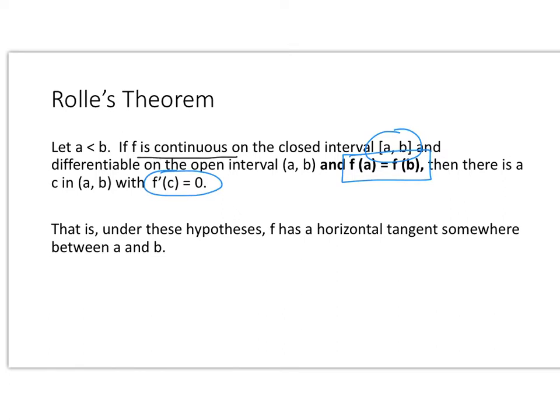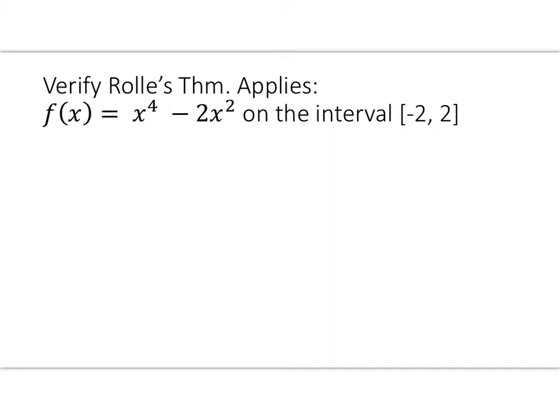So under the hypothesis, what that's saying is that if the derivative is equal to 0, remember we have a horizontal tangent line somewhere, so we have a max or a min somewhere between those. Okay, so let's try that.